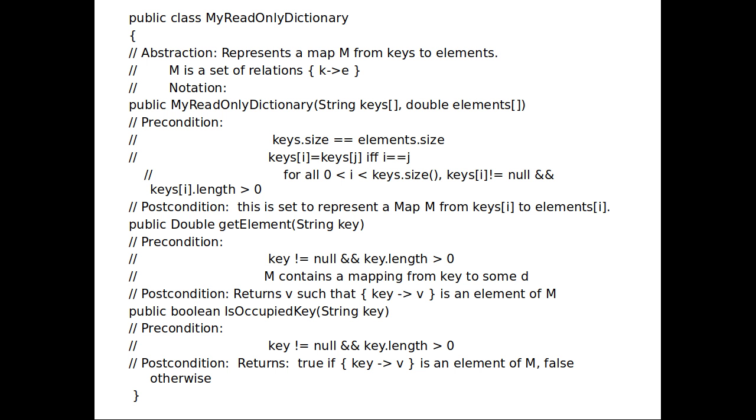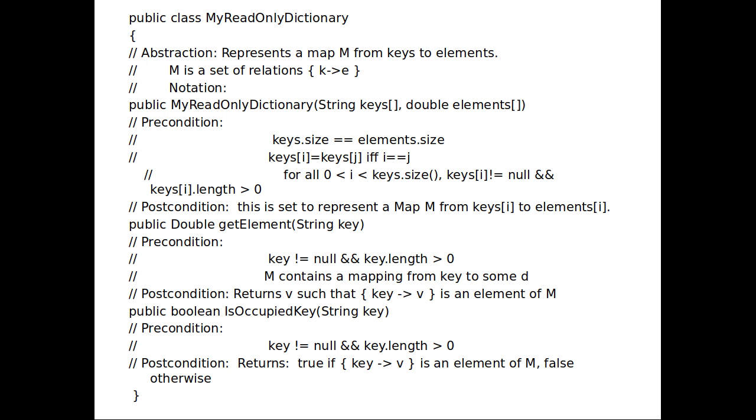Here we have get element. It takes in a key. The precondition is the key has to be non-null here. The keys are strings. Key has to be non-null, and the key length has to be greater than 0. And M contains a mapping from that key to some D. So this is saying, if we're saying get element, there's got to be this key already in this data structure. M contains a mapping from that key to some D. And the post condition returns the V such that the key is associated with that V in M here. So this specifies get element.